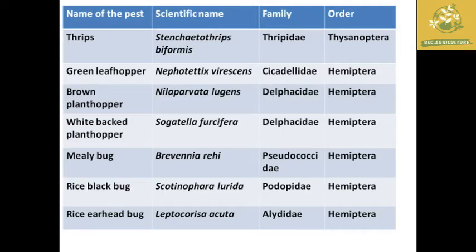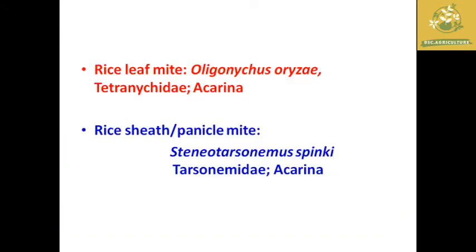I have given a simple technical chart for you. The name of the pest, their scientific name, and the family and order of these insects are classified and mentioned in this table. You can read about it. Some other important insects which are not present in the table are the rice leaf mite and the rice sheath or panicle mites. I have given their scientific name as well as their order and family name here. So let's get started.